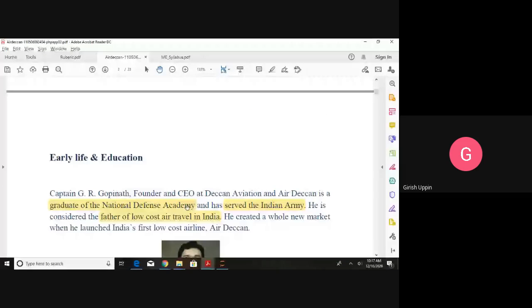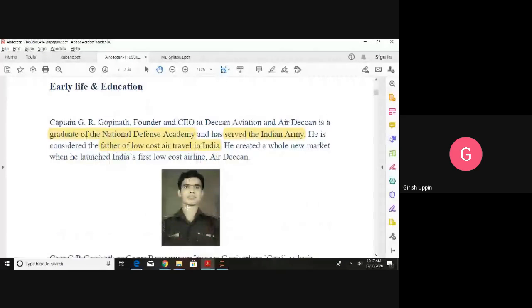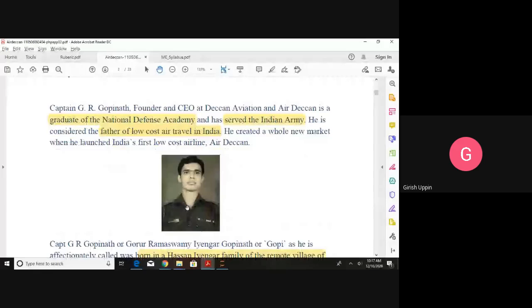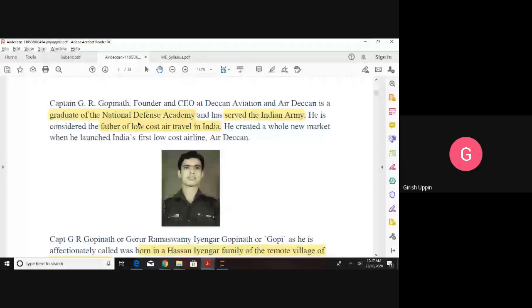This is the early life and education of Captain Gopinath. Defense Academy, that is NDA. Then he served the Indian Army, and he's considered the father of low-cost air travel in India. And he created a whole new market.